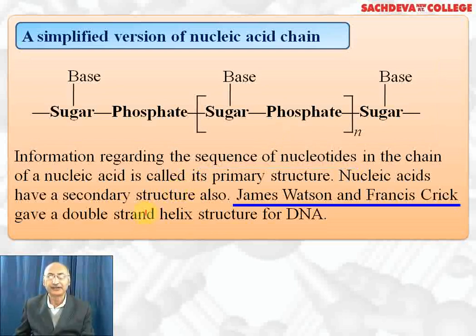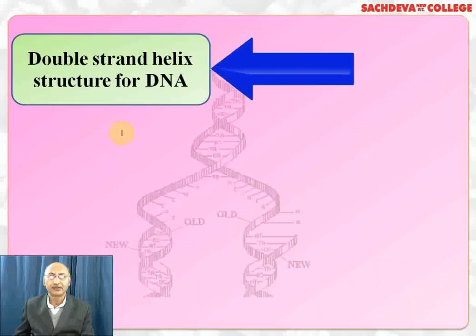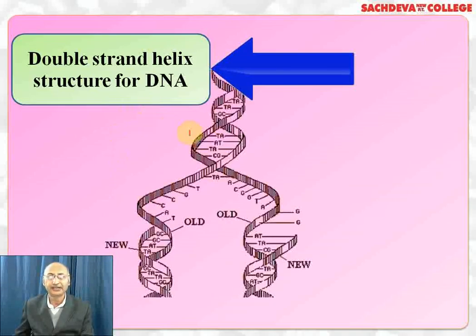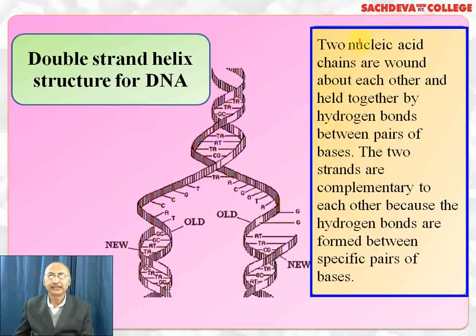James Watson and Francis Crick gave a double strand helix structure for DNA. This is the double helix structure for DNA. Two nucleic acid chains are bound together about each other and held together by hydrogen bonds between the pairs of the bases.